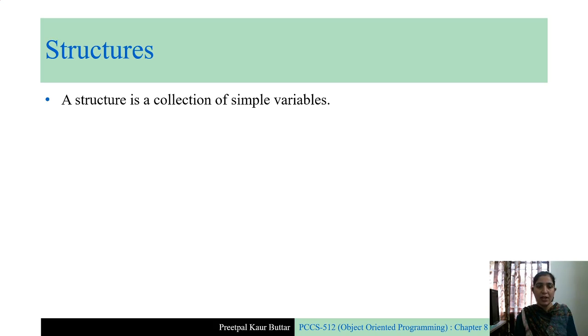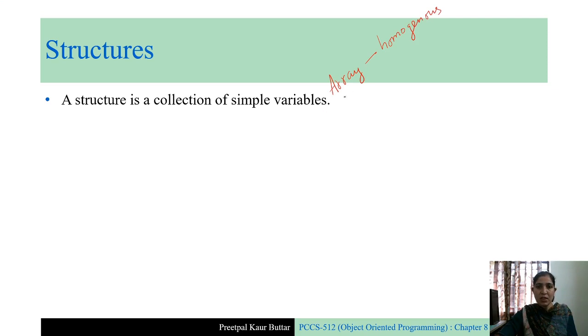A structure is a collection of simple variables. You can say that an array is also a collection of variables. Then what is the difference between a structure and an array? An array is a collection of variables, but in an array, all the variables are of the same type. So you can say that all the variables are homogeneous. An array can be all ints or all floats.